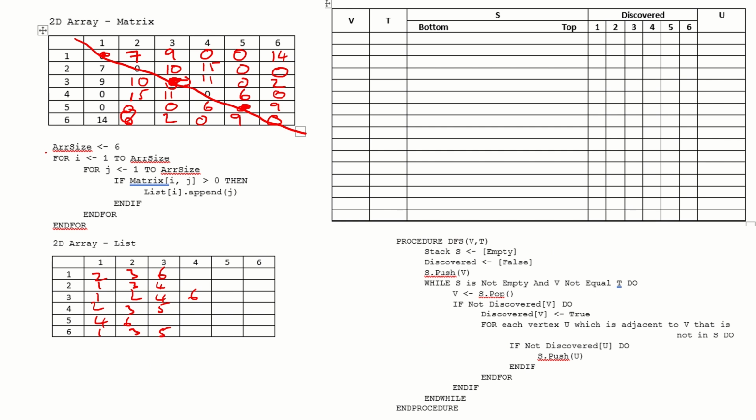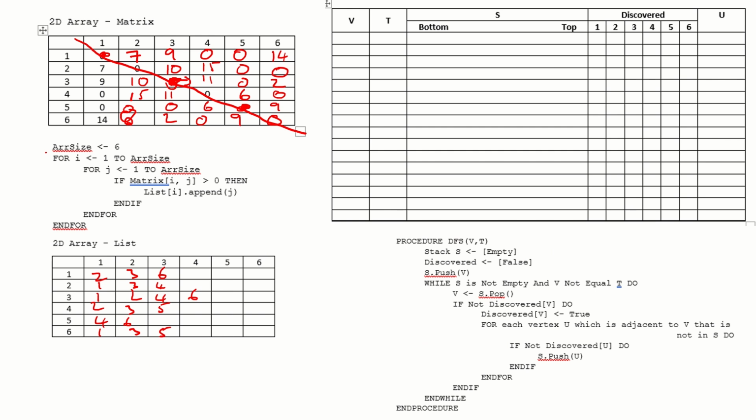So this time discovered actually means interrogated. It doesn't mean have we ever seen it. It means have we interrogated that node. And now we have started to interrogate that node. So we go to each adjacent node. So we want each vertex U that is adjacent to V that is not in S. So what's adjacent to V? It's 1, 3, 5. What's already in the stack? 3, so we can skip that one already. So we just want 1 and 5.